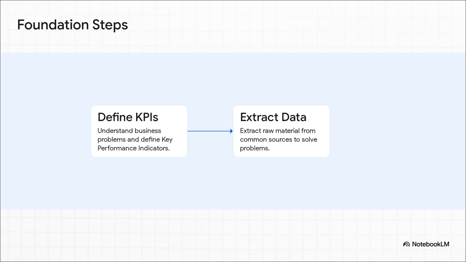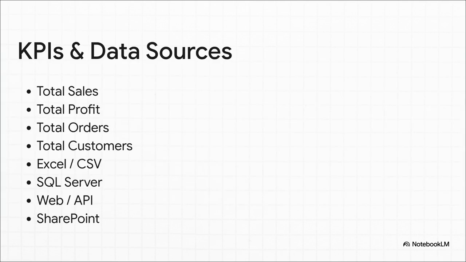Before a single chart gets built, you absolutely must define the problem and establish your key performance indicators, or KPIs. Whether you're tracking total sales, total profit, total orders, or your total customers, you're going to need to pull that data from somewhere. And the real beauty of this ecosystem is just how incredibly versatile it is. You might be connecting to a trusty old Excel or CSV file, querying a massive SQL Server database, or pulling directly from the web, APIs, or SharePoint. The goal here is super simple. Get that raw data into the system so we can start molding it.